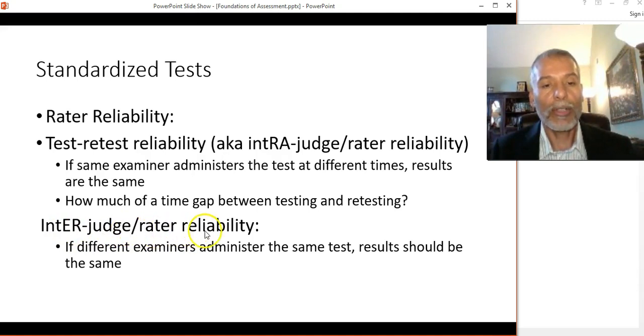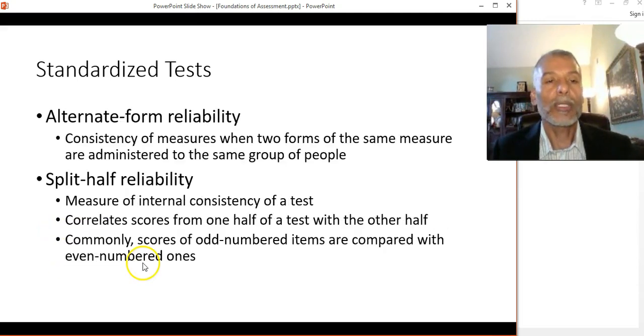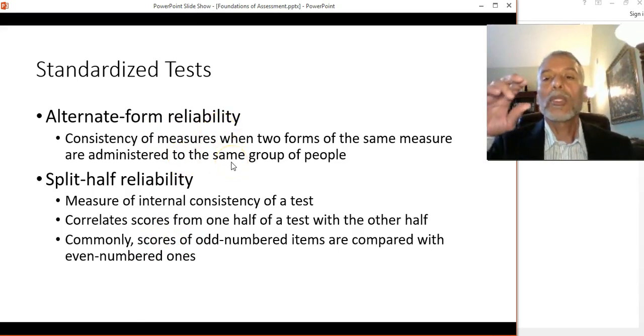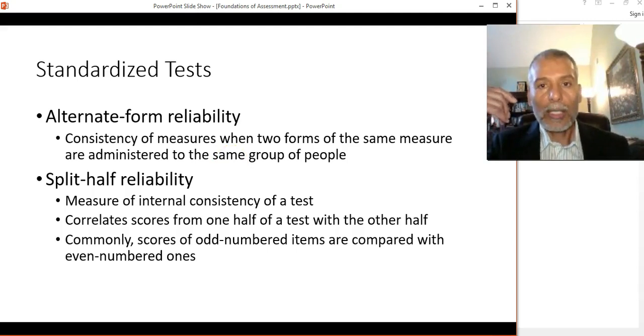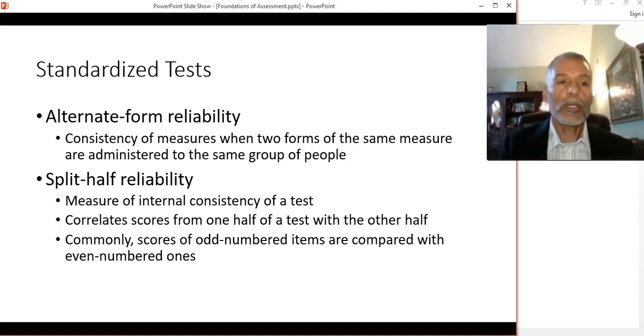Inter-judge or inter-rater reliability has to do with whether two or more people administering the same test will get the same result. And there's alternate form reliability. Many tests have a form A and a form B. The test that we used in class last time is form A, and there's another form B like it. If you give both of them to the same person, they should get basically similar scores.